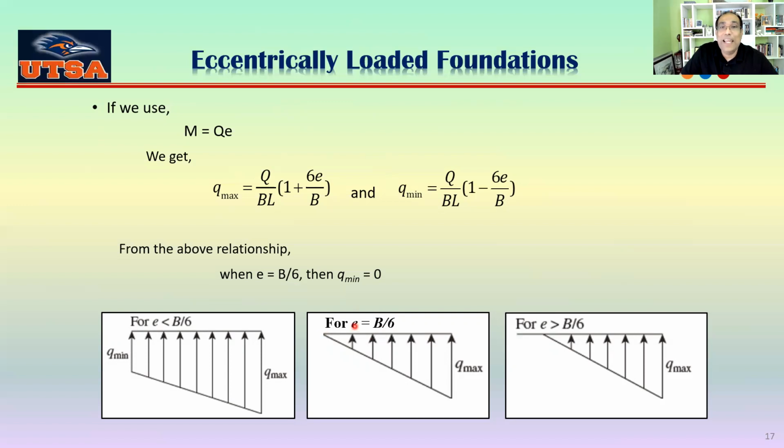If your e is greater than B by 6, then basically you will see for some part the soil is not taking any load, and maybe sometimes it can come out from there. One side is going down, the other side is coming up. On the other hand, if your e is less than B by 6, then you will see maximum pressure on one side and minimum pressure at the other side. We usually try to design all of our footings so that e is less than B by 6.